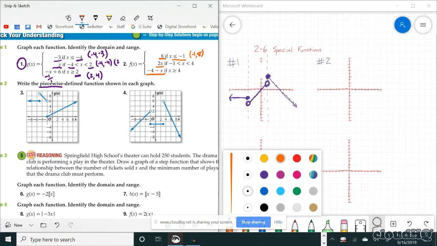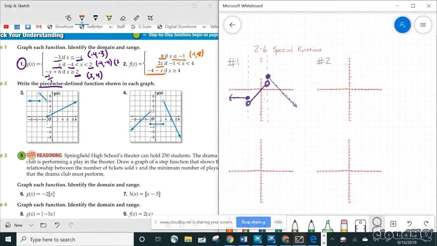2, 3, 4, 5, 6, 7, 8. And then I want to go to the left because it's saying less than. This is a slope of 0, that's a horizontal line, so I have to go straight left. And it keeps on going to the left forever, so I put an arrow on the left part. There's the first portion of my function.